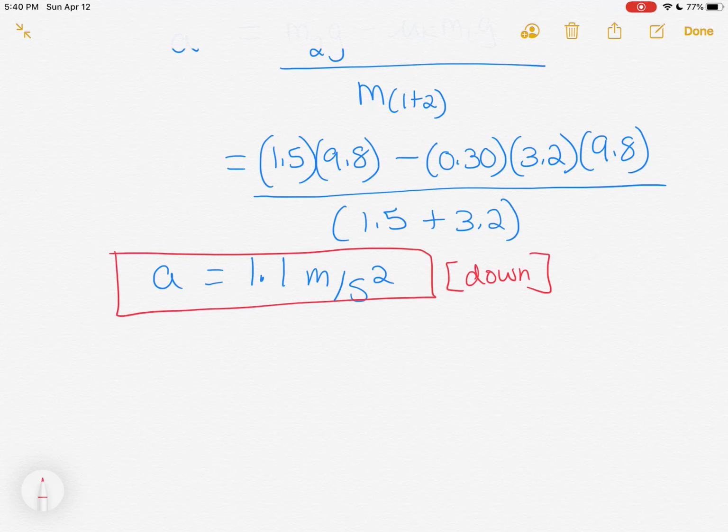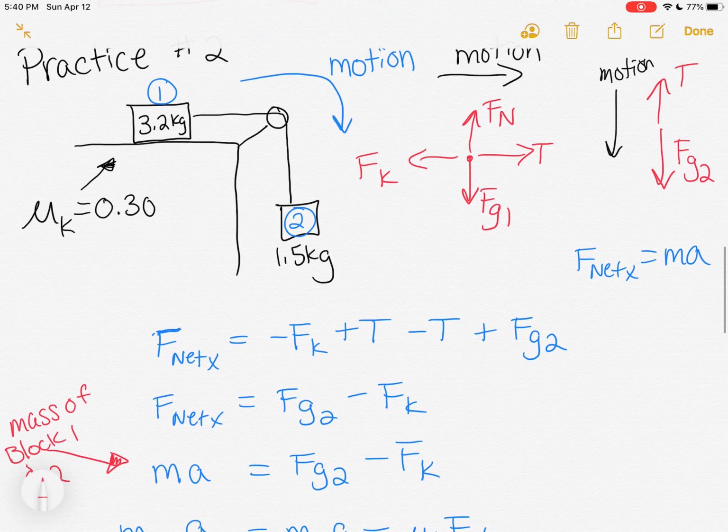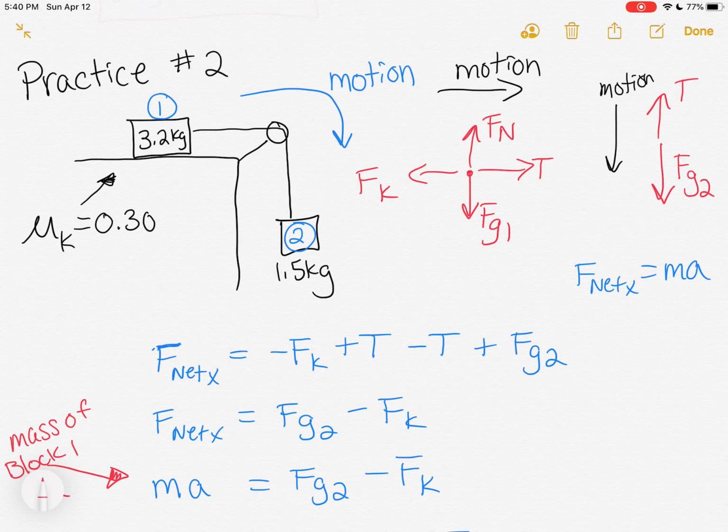Okay, so then for part B, we are going to try and find the tension of the string. Now for part B, we are going to actually look at just one of the objects. So when we look at the entire system, remember if we go all the way back to our formula here, our tensions canceled each other out because we had tension acting on block 1 and tension acting on block 2.